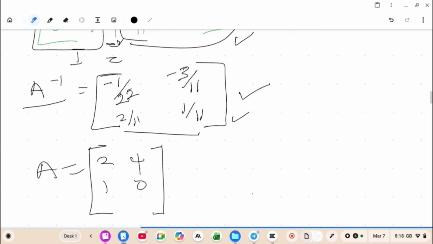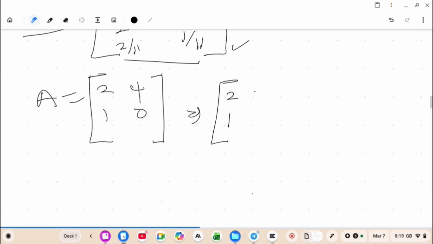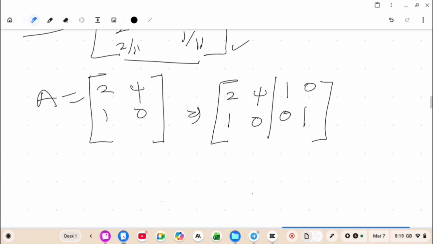Okay, thank you. So you're solving another example. I hope you get this one. So first of all, you have to augment it. So by augment, you just write 2 1 4 0, and the identity element here, 0 1. And what we are saying is that we are going to change the element here to be an identity element. So that's what we are going to do.